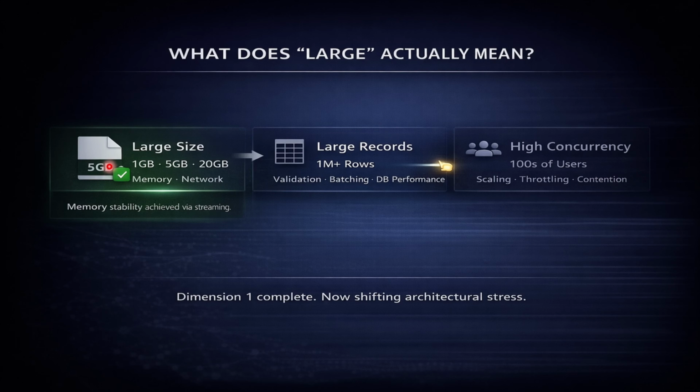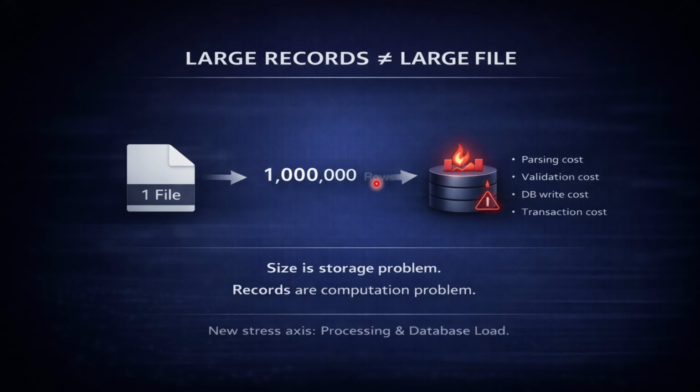Now that we have completed the large size dimension, which was the first dimension we were talking about, now we will talk about large record. Through streaming, we have achieved stable memory, and the API is protected from RAM explosion because there won't be a spike in memory. So now let's shift our focus to a different dimension, which is equally important: large record.